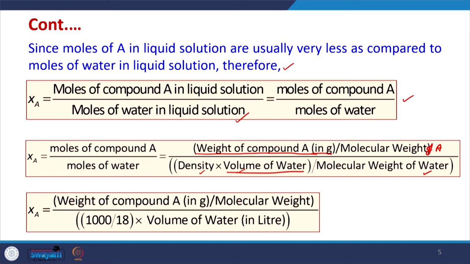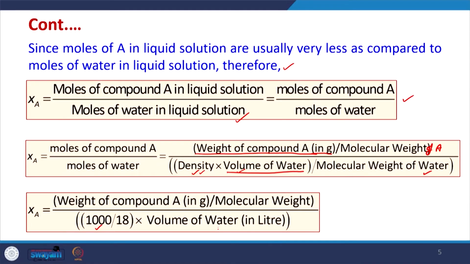For density, we know it is around 1000 grams per liter for water, that is 1 kg per liter. In place of 1 kg we are writing 1000 gram. So this is 1000 gram per liter of water, and 18 is the molecular weight of water, which we have also kept here.